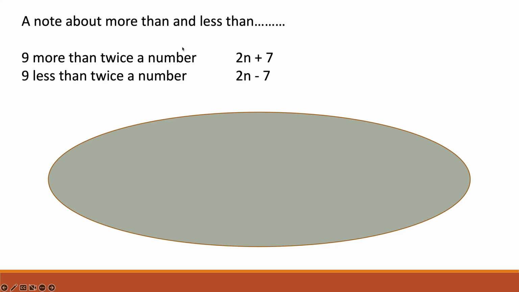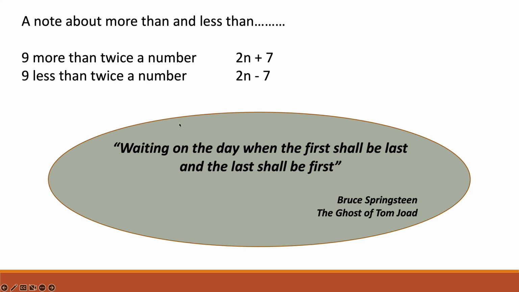I want to emphasize more than and less than. This is probably the last time you'll see this slide. 9 more than twice a number, 9 less than twice a number. Anytime you see less than, you remember from the great Bruce Springsteen in the great state of New Jersey on the album The Ghost of Tom Joad, waiting on the day when the first shall be last and the last shall be first. So here we go.